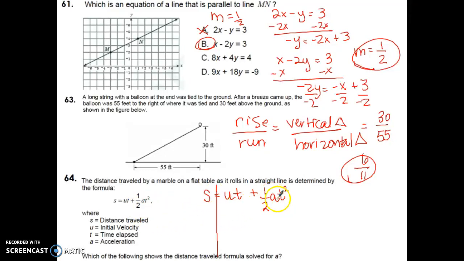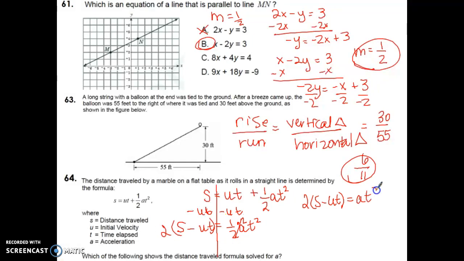All right, so I need to solve for A. So I need to get UT away. I get S minus UT is equal to 1/2 AT squared. To get the 1/2 off of this, I need to multiply by 2 on both sides. I'm multiplying all of this by 2. So I get 2 times S minus UT is equal to AT squared. Then we need to get to A by dividing everything by T squared. So A is equal to 2 times S minus UT over T squared.